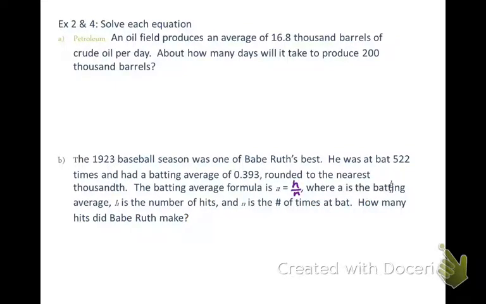All right, example 2 and 4, word problems. Petroleum. An oil field produces an average of 16.8 thousand barrels of crude oil per day. How many days will it take to produce 200,000? So this is my full amount.